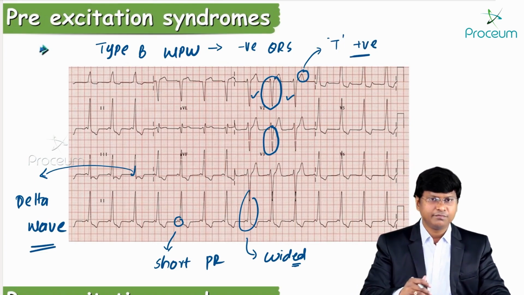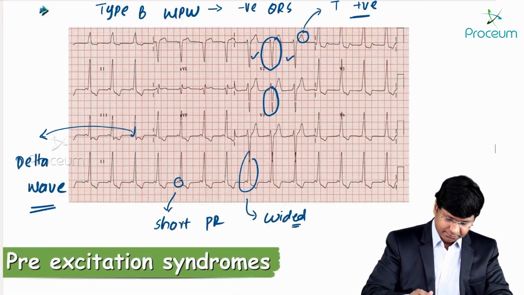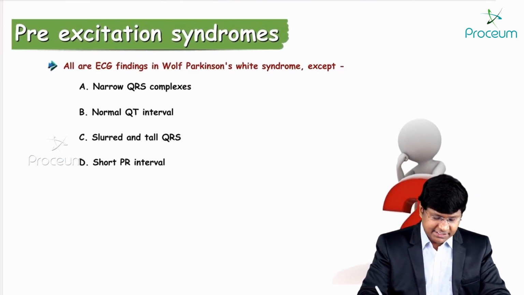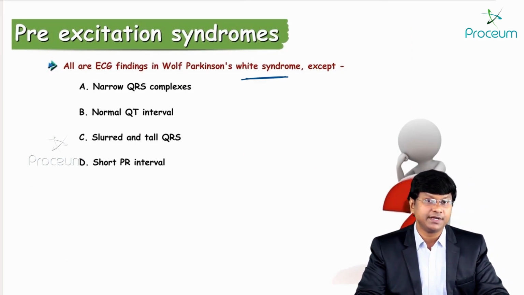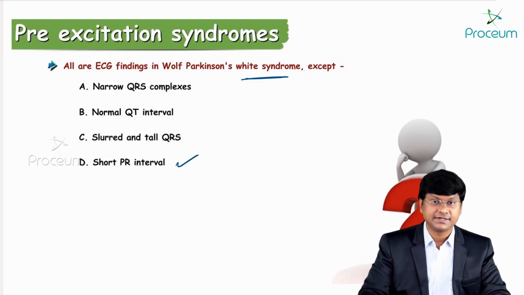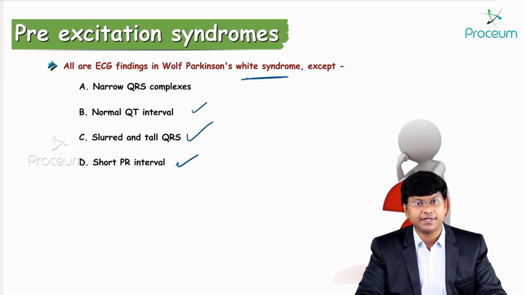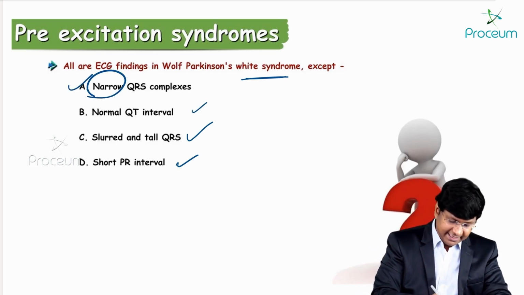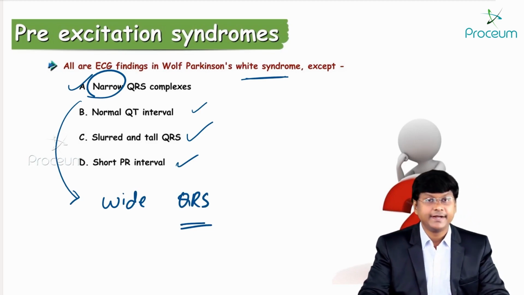Okay. Now, let us go back to the same multiple choice question I was discussing previously. So this was the question. All are the ECG findings in WPW syndrome except: narrow QRS complex, normal QT interval, slurred and tall QRS complex, short PR interval. Short PR interval, yes, it will be there. Slurred and tall QRS complex will be there. And you will have a normal QT interval. But the point is, they will not have a narrow QRS complex. What they will have is a wide QRS complex.